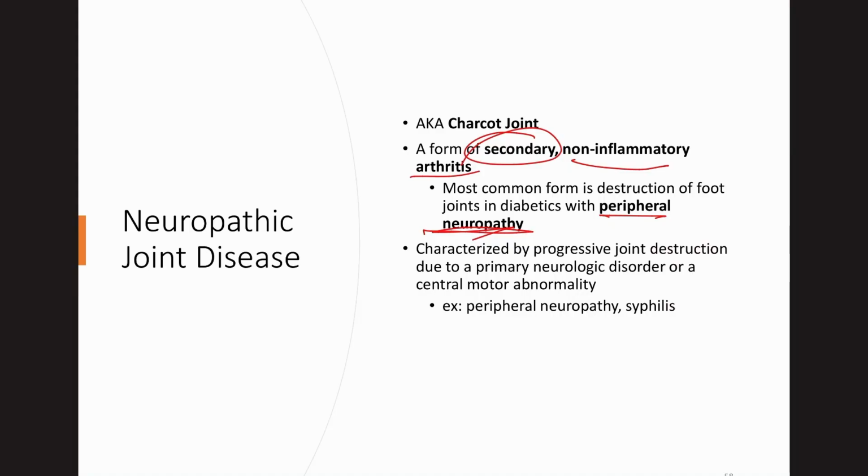That's essentially what Charcot joint is. It could be the foot, it could be the knee, doesn't matter. It's still the same thing. Progressive joint destruction due to a primary neurological disorder or central motor abnormality. Something's causing them to not walk right or feel things. Peripheral neuropathy and syphilis is here as well, which will cause neurological problems.